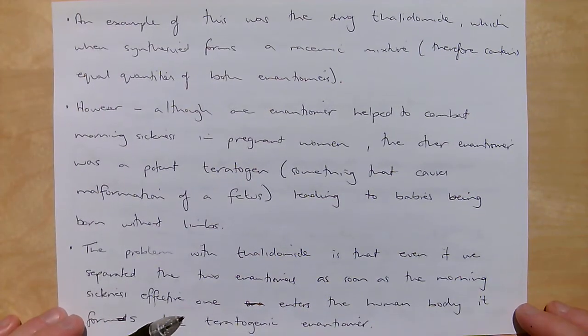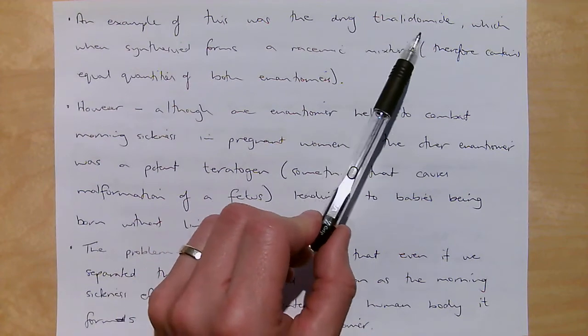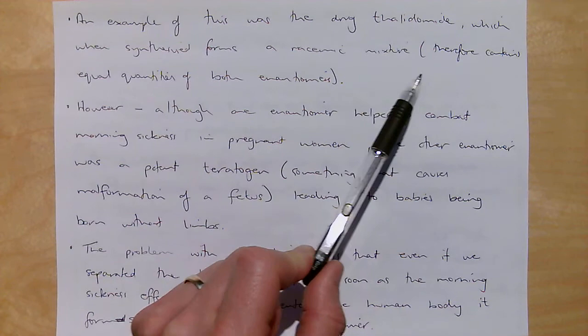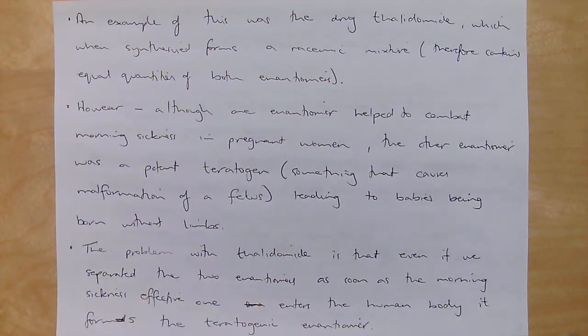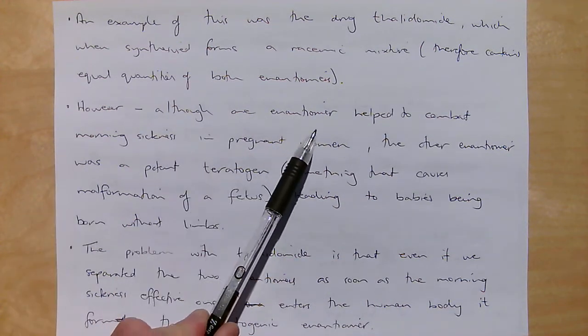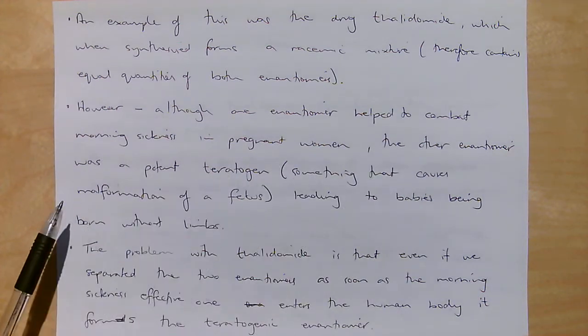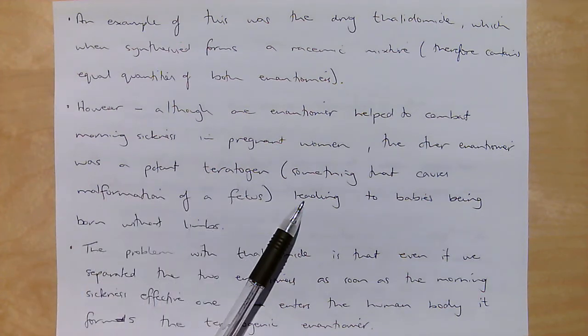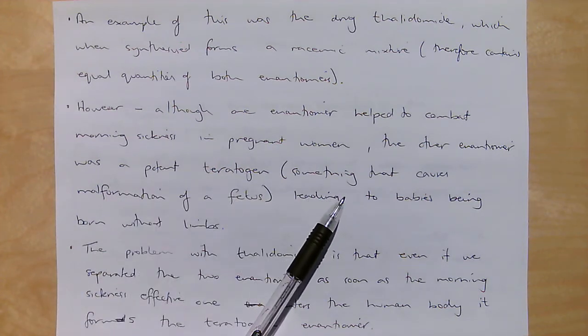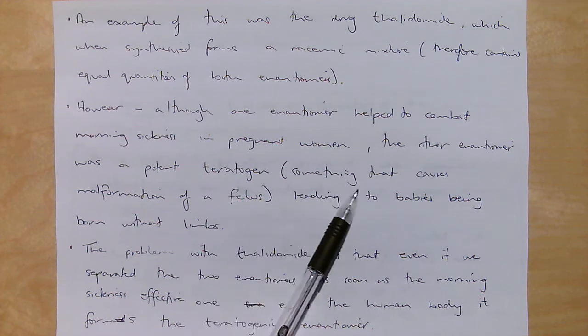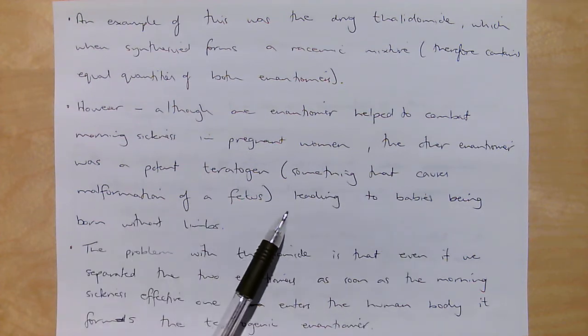An example of this was the drug thalidomide, which when synthesized forms a racemic mixture, therefore containing equal quantities of both enantiomers. However, although one enantiomer helps to combat morning sickness in pregnant women, the other enantiomer was a potent teratogen. That means it causes the malformation of a fetus, leading to babies being born without limbs.